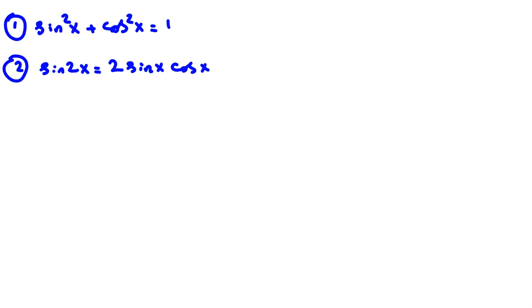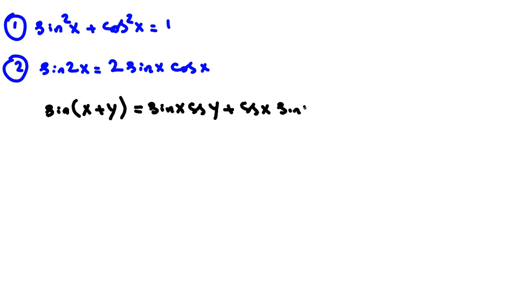The second one, if you want to prove it, we have an important formula: sine of x plus y equals sine x cos y plus cos x sine y. And here we can replace y with x, so it will be sine 2x equals sine x cos x plus cos x sine x, both of them equal, so it will be 2 sine x cos x.